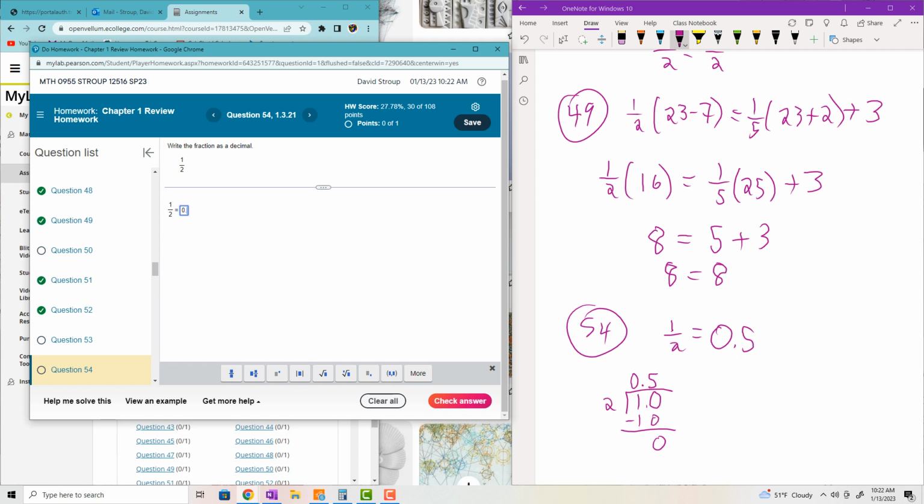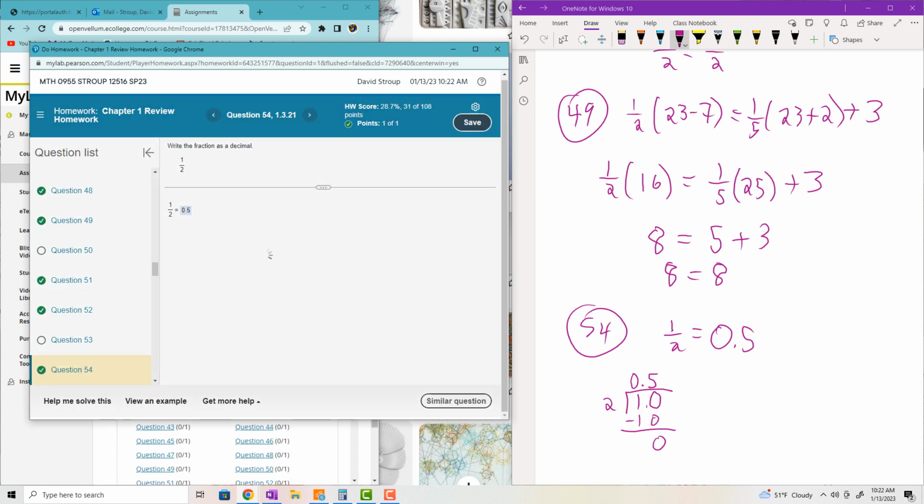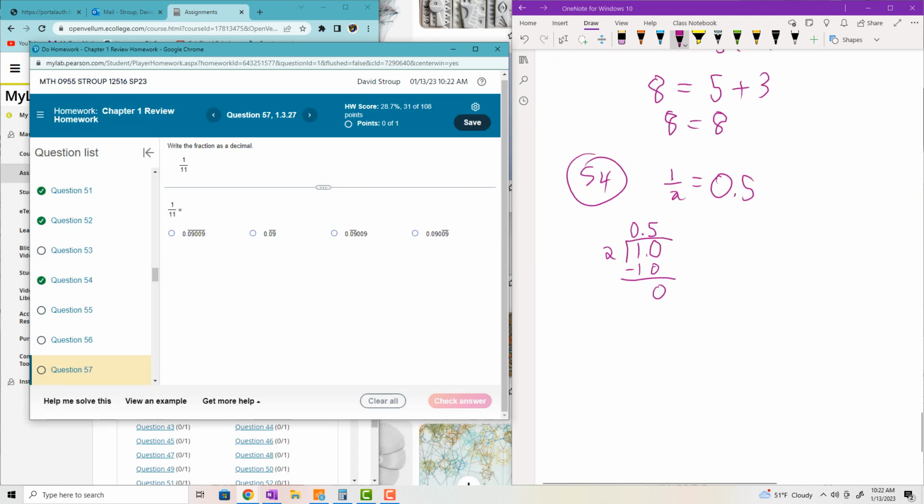And some of them you just kind of know after a while. 1/2 is the same as 0.5. Then this one's 3/8. Here's a repeating one. Let's investigate that.